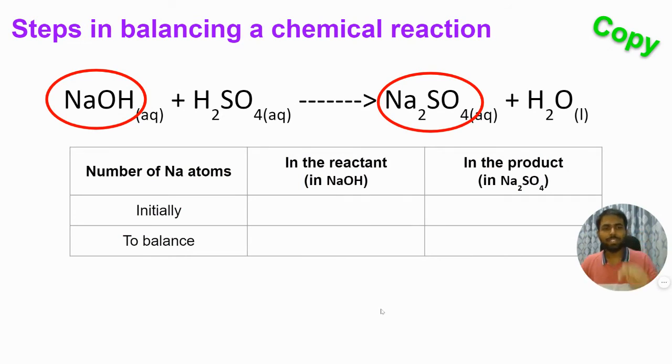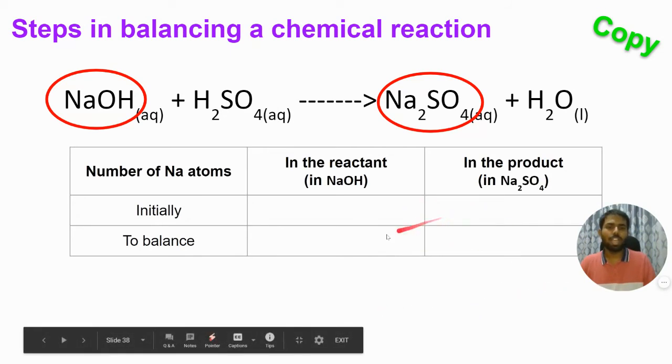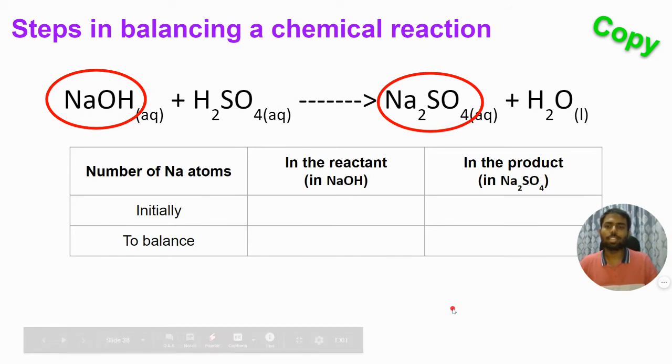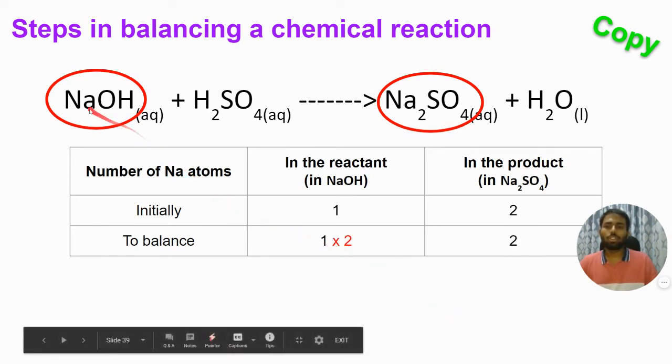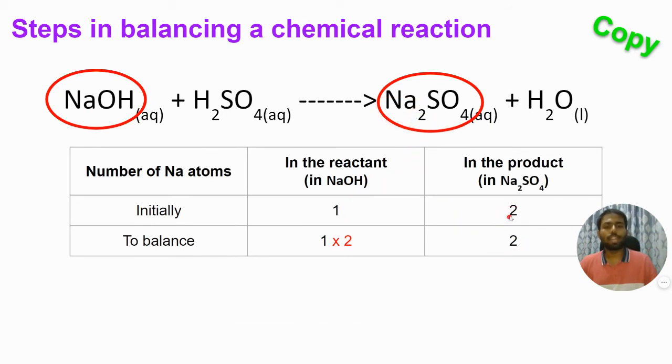Okay, I hope you paused the video and have filled the table now, and you've also written the equation now. Okay, let us see the correct answers. So sodium, right? यहाँ पे एक atom है, so I've written 1 over here. यहाँ पे 2 atoms है, so I've written 2 over here. So to balance, I will multiply 1 by 2. So if I'm multiplying this by 2, it means I will have to multiply NaOH by 2. So यहाँ पे मैं 2 से here I will write 2.